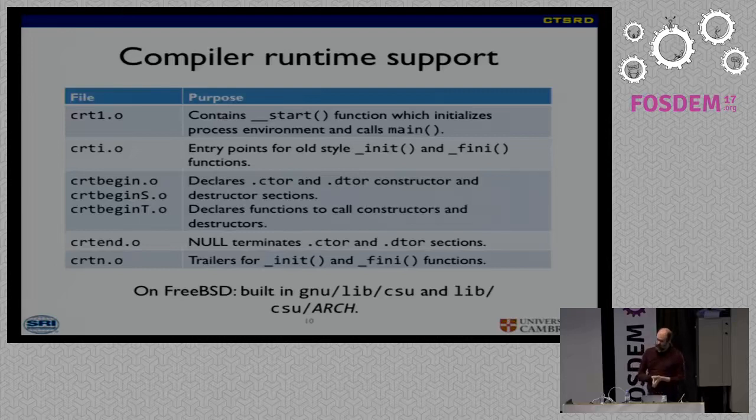Next up, some variant of CRT begin is included. There's different ones for relocatable code, shared code, and for static code. This includes the constructor and destructor sections, and declares function calls to these. Finally, there's CRTN, which terminates those arrays, and contains the bits of the functions for init and fini that actually return. On FreeBSD, the paths that they're included from are here.